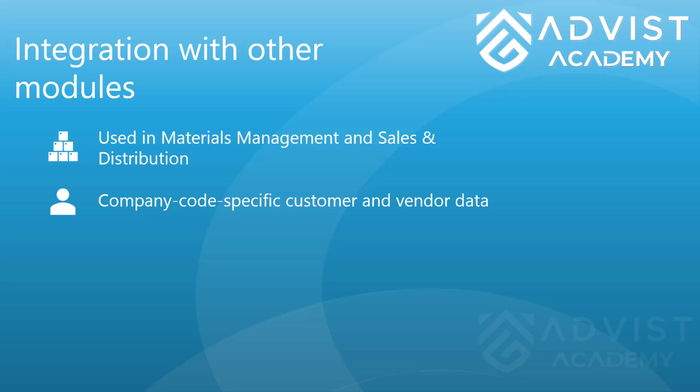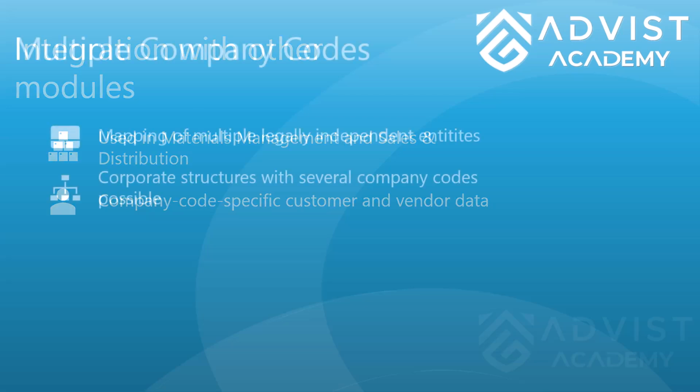The company code is not limited to financial accounting. Other SAP modules, such as sales and distribution or materials management, also refer to the company code when processing financially relevant data. For instance, customer and vendor master data are often maintained on a company code-specific level. This means that financial information such as payment terms or tax indicators may vary by company code.